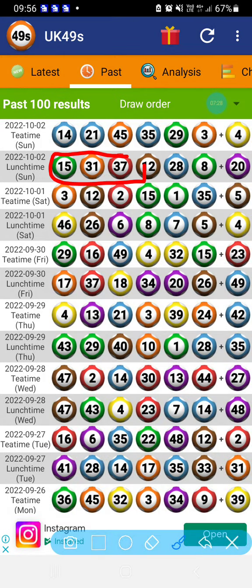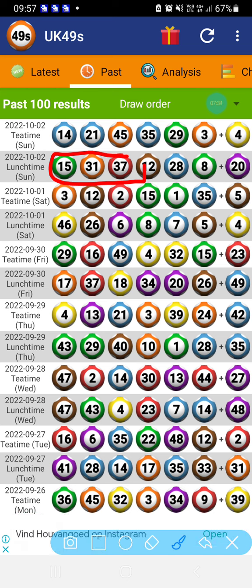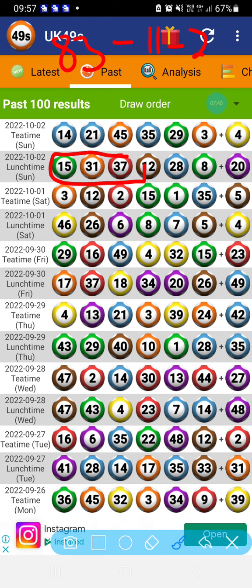The 3 numbers, we multiply them. 15 plus 31 plus 37 gives you 83. 83, it's 11 there, or 2. So don't forget 8 and 3 there. Today is the third day. 8 and 3.